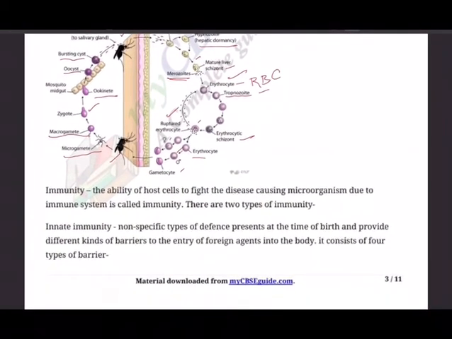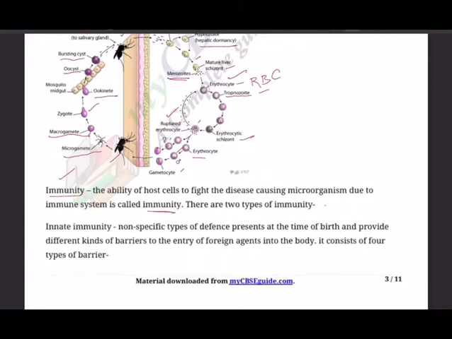This is what Dr. Ronald Ross discovered, for which he was suitably awarded and recognized worldwide. So basically, what is required to overcome all the diseases, any disease, not only malaria? Immunity, the ability of the host cells to fight the disease causing microbes, and disease causing microbes are pathogens, and due to the immune system it is called immunity.